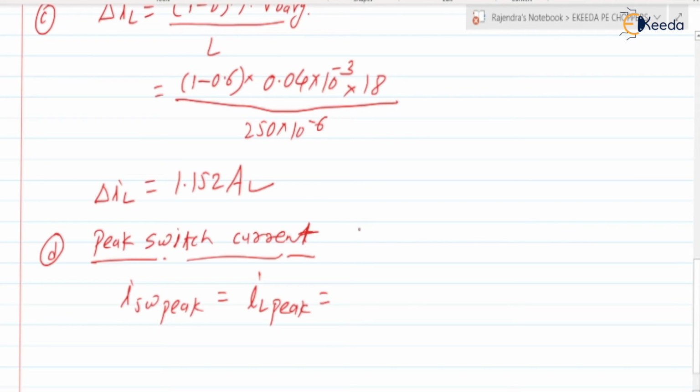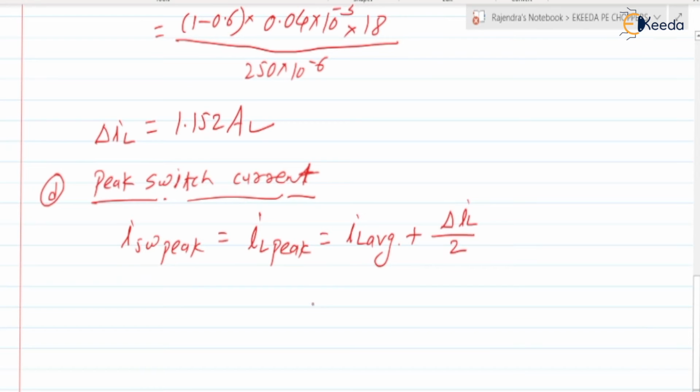We have I_L peak is equal to I_L average plus delta I_L by 2. So what is I_L average? We have derived it: I0 upon 1 minus D. What is this I0? I0 is nothing but I0 average. So it is I0 average upon 1 minus D plus delta I_L by 2.